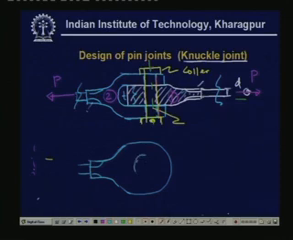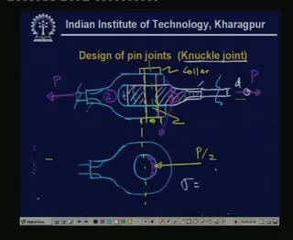But now instead we have here for each fork P by 2 load. So, here the pressure distribution is such that each one, that is, let us consider the top one, takes a load of P by 2. So, this is nothing but P by 2. So, each fork here, if it has to break, then sigma will be equal to P by 2 divided by the area.